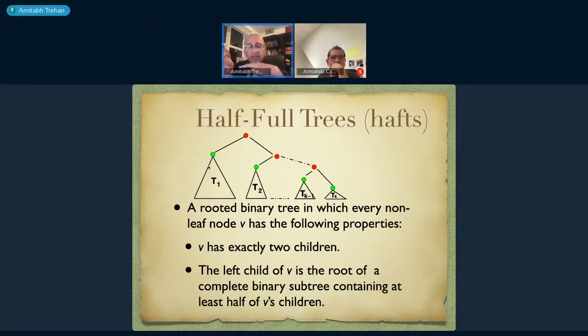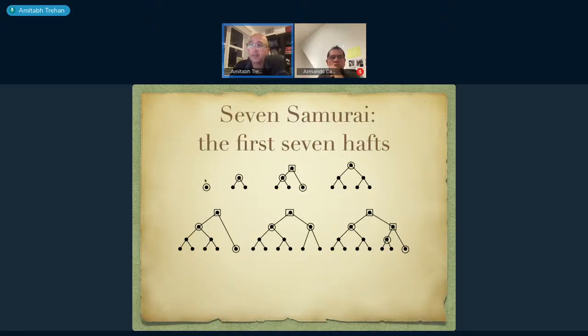Now you look at its right child. Now that is also heading a complete subtree. It's also complete, and moreover they are both of the same size. So in fact a complete binary subtree itself is also a half full tree, right? So we said at least half of V's children. Now this creates some very interesting properties.